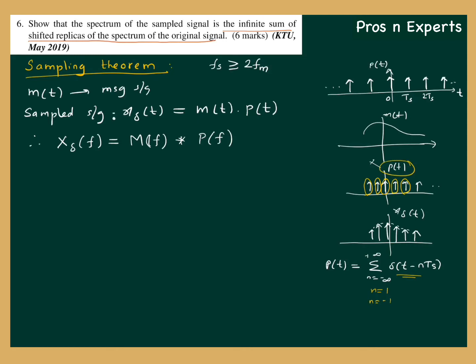So I can broadly represent p of t as the sum over n from minus infinity to infinity of del of t minus nTs. Fine.